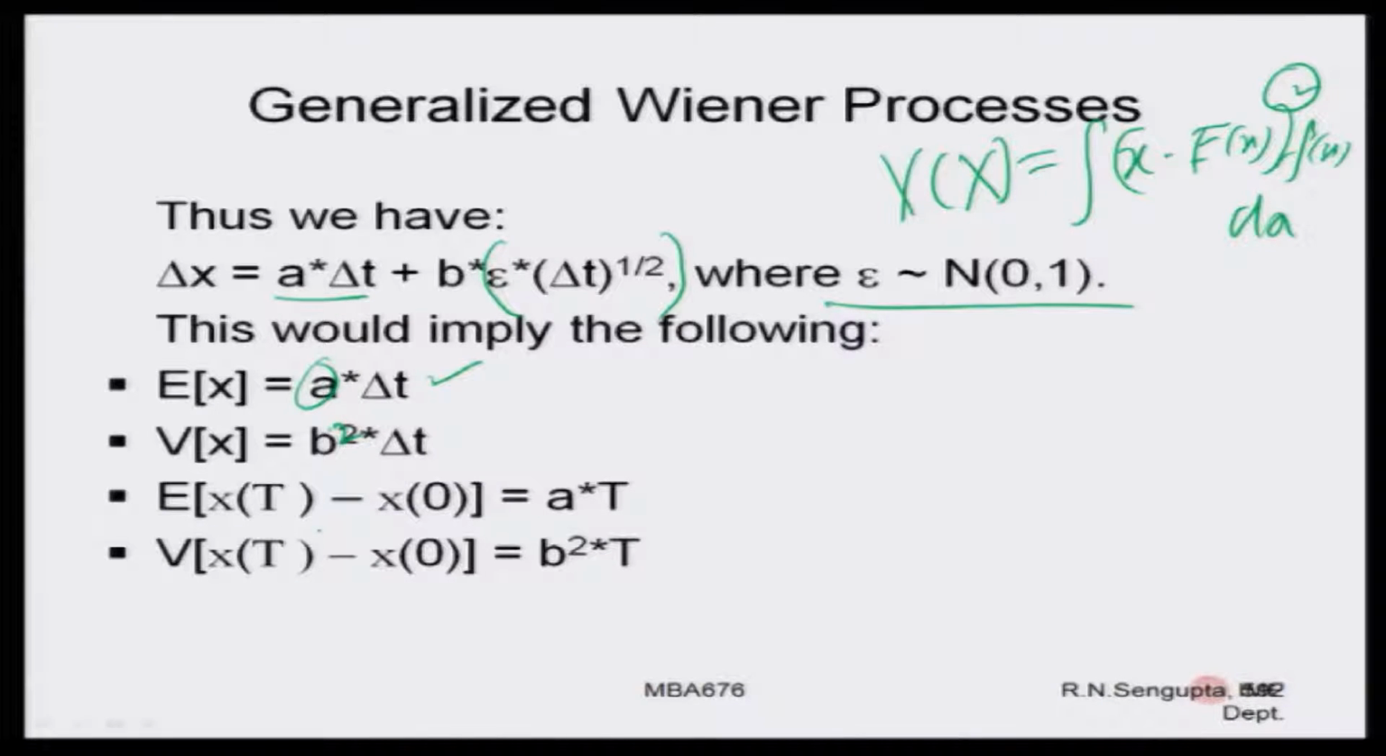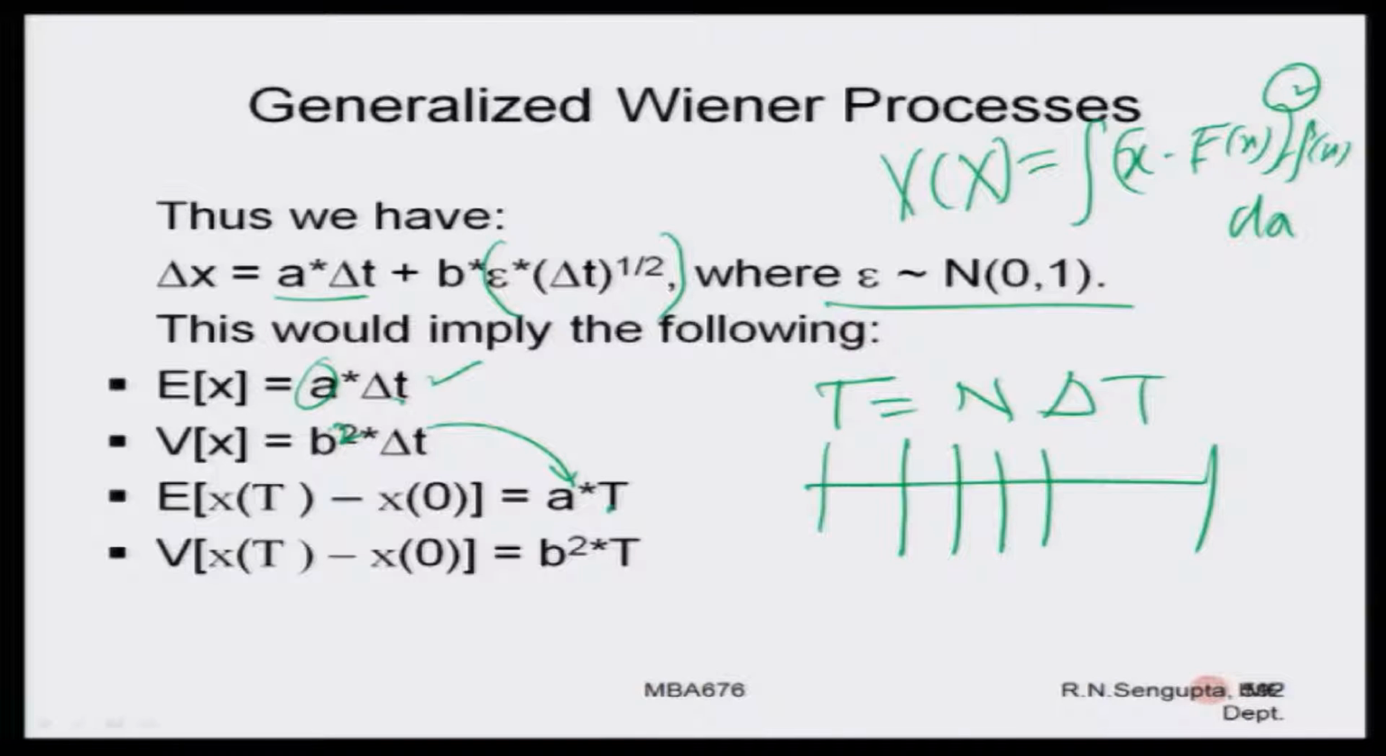The expected value difference, x t minus x 0, would be given again by this drift, but remember one thing, this was delta t and this is t. And also remember the number of such small deltas, if you count n number of them, would give you the overall time length. Again I am drawing, these are the deltas, there are n number of them, add up all of them, you get the capital T.